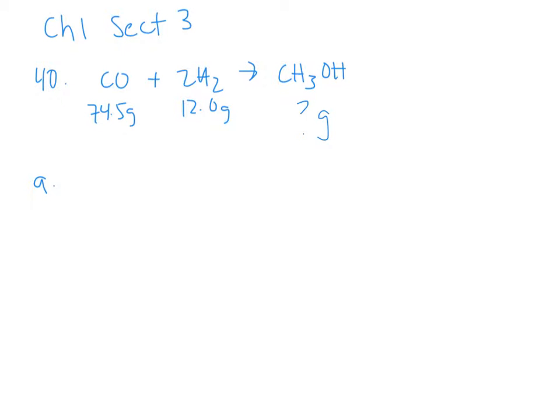And you may remember that the way I like to do limiting reactant is I would take the 74.5 grams of carbon monoxide. Since it's only one oxygen, this is going to be 28.01 grams per mole. So 74.5 divided by the 28.01 gives me 2.660, we'll go with for sig figs, moles of CO.